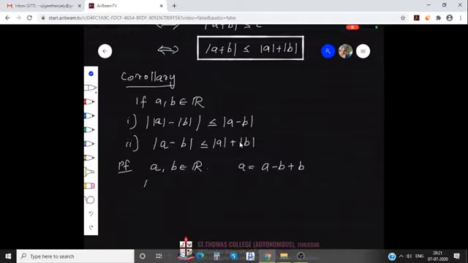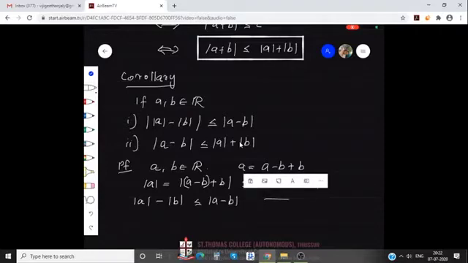Okay, so what is absolute value of A? Absolute value of A is the same as absolute value of A minus B plus B. I'm considering this A minus B as a single entity and applying the triangle inequality so that I can write this is less than or equal to absolute value of A minus B plus absolute value of B. Now subtract absolute value of B on both sides so that we will get absolute value of A minus absolute value of B is less than or equal to absolute value of A minus B. So take this as 1.